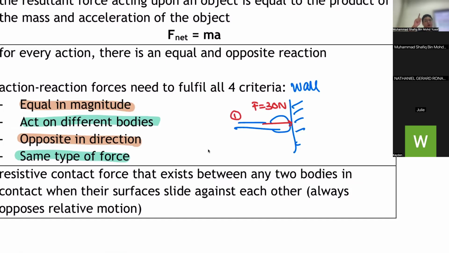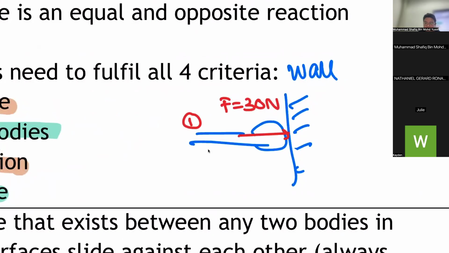My hand is the first body. I punch the wall, correct? So I act 30 Newtons onto the wall. Now, the question is, what is the reaction force here? It must be from the wall. Sorry, I use a different color. Maybe use pink. From the wall back to my hand.